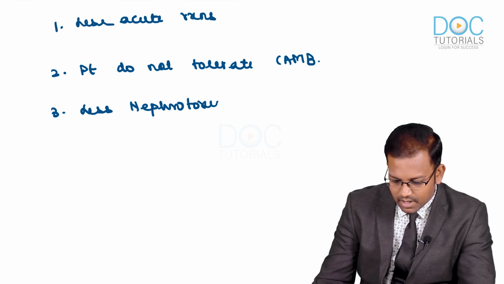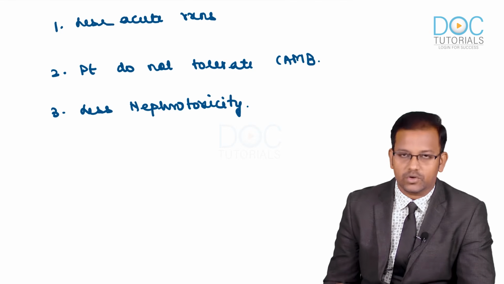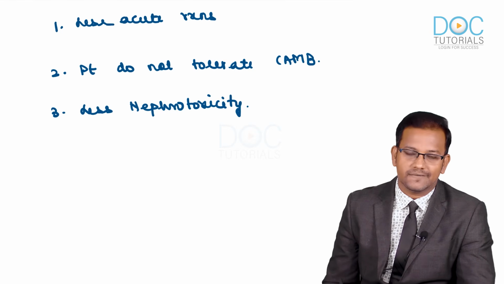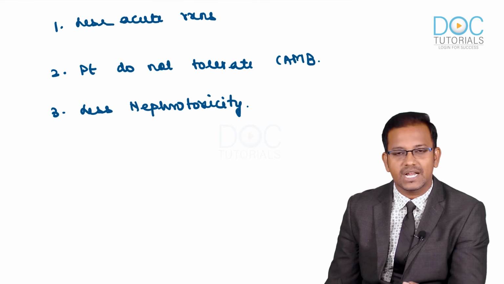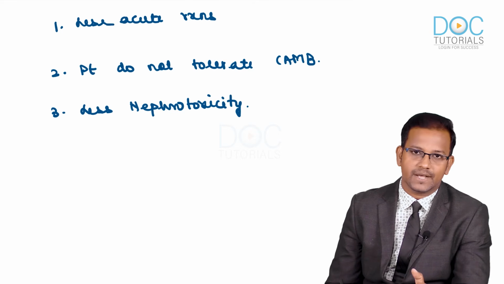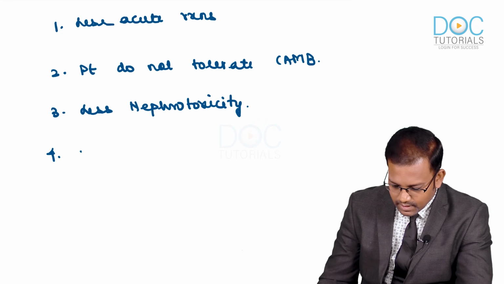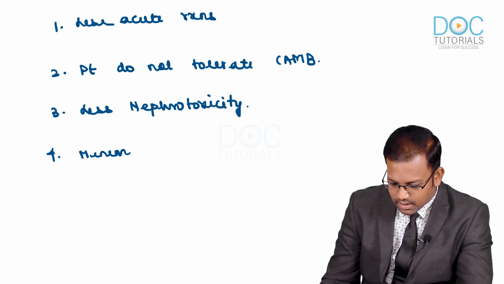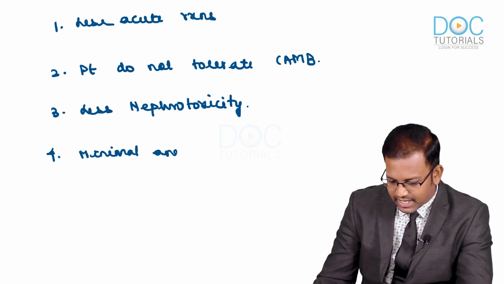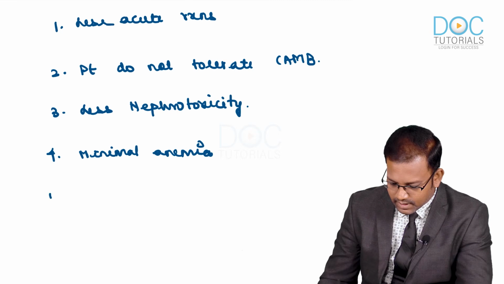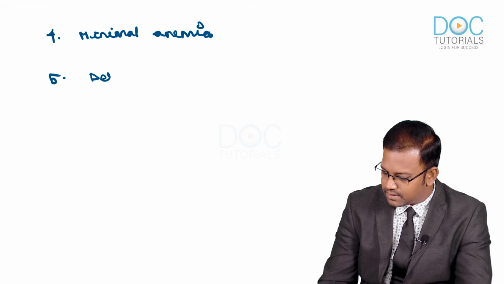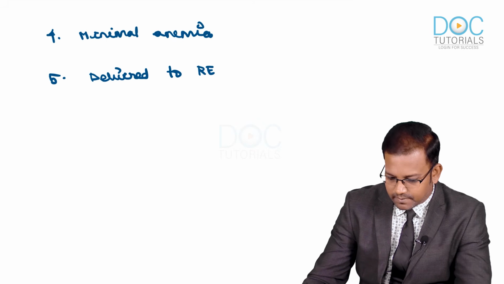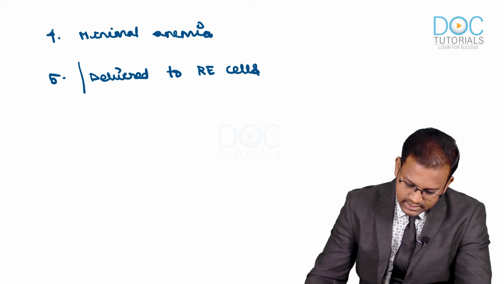Please again remember, I am not writing no nephrotoxicity, I am writing less nephrotoxicity, which means there is a chance of nephrotoxicity, but the chances are lesser as compared to conventional amphotericin B. Anemia is going to be minimal. The hematologic ADRs are going to be minimal. And most importantly, this liposomal amphotericin B is delivered to the reticuloendothelial system, to the reticuloendothelial cells.